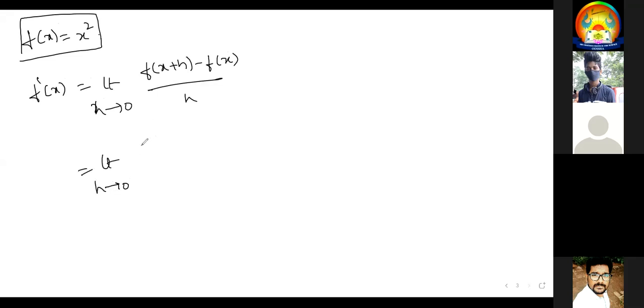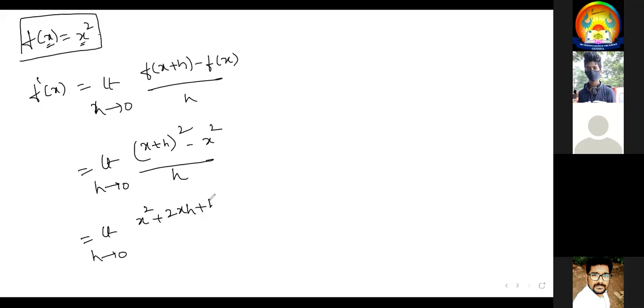x square is there, and f of x plus h is x plus h whole square. So let's take x plus h, whole square, minus x square, by h. That is limit h tends to 0. Using the a plus b whole square formula, it becomes x square plus 2xh plus h square minus x square by h. There x square is getting cancelled.